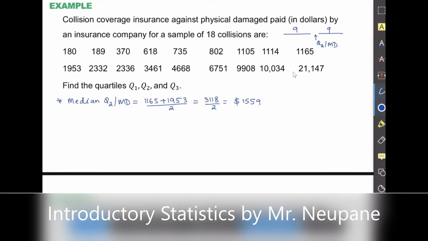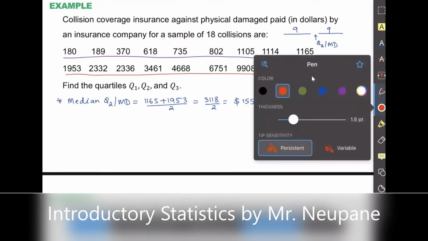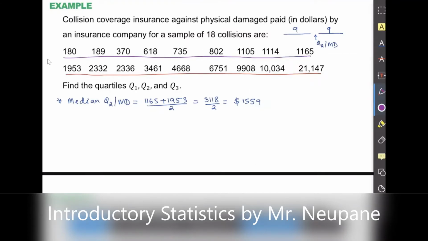No. Okay. Now, after we have Q2, these are the data values below Q2, and these are the data values above Q2. Now, when we find Q1, Q1 is the median of these values. Here we have 9 values, so the middle value will be the fifth one: 1, 2, 3, 4, 5. So 735 is the middle value, with 4 items on this side and 4 on the other side. So this is your Q1.